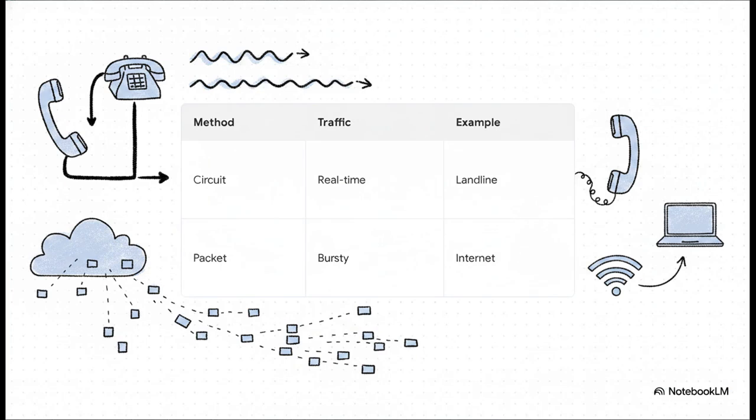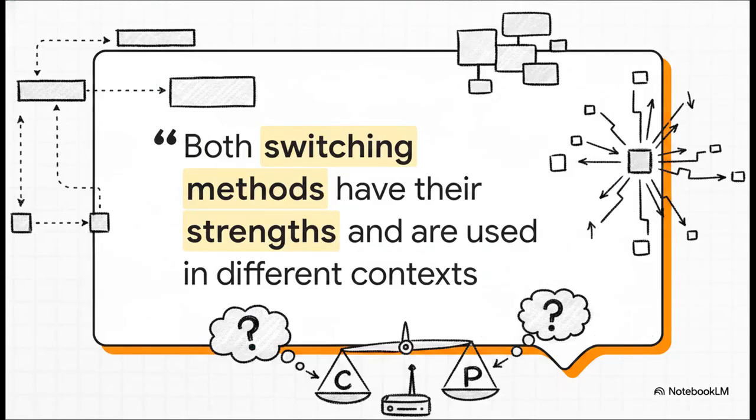And this brilliantly illustrates that neither method is universally better than the other. It's really all about choosing the right tool for the job. If you have continuous, real-time needs where consistent flow is absolutely paramount, circuit switching is perfectly suited for that. But for bursty data where efficiency and sheer volume matter, packet switching is for sure the undisputed choice. As our source material perfectly sums it up, both switching methods have their strengths and are used in different contexts based on the nature of the communication and the requirements of the application. It just reinforces that network architecture is driven entirely by the specific needs of the traffic you're trying to handle.